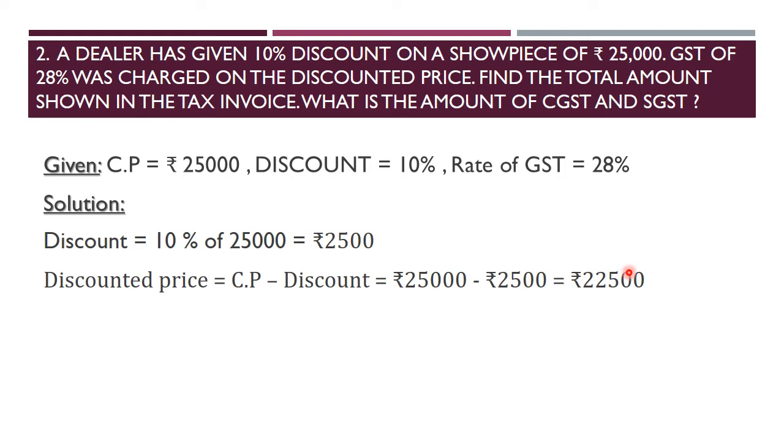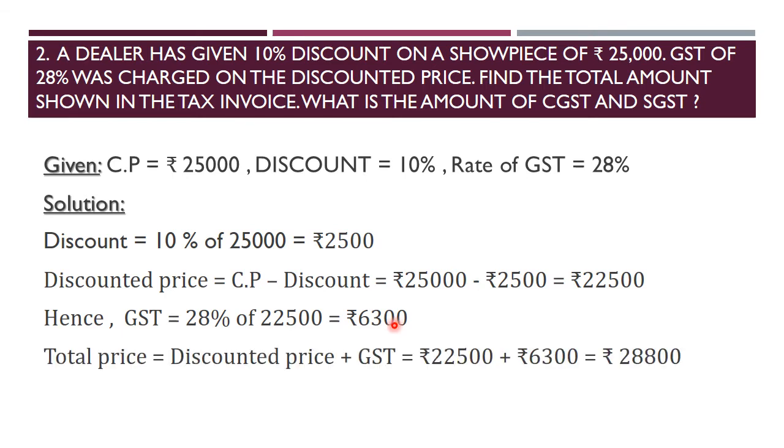22,500. Okay, so now on this discounted price, GST of 28% was charged. So hence GST will be 28% of 22,500, and that will be rupees 6,300. So GST we got, that is the tax. Now total price will be, to this discounted price, if you add this GST, so that would be 22,500 plus 6,300. When you add these two amounts, you get the total price, that is 28,800. So the total amount is 28,800, and total GST is 6,300.